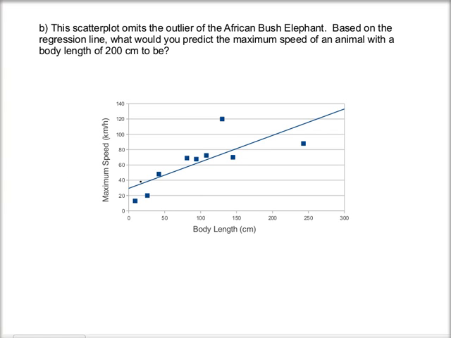So we've got this line on my graph. If I go to body length of 200 centimeters and I go up, that's about here on my regression line, and that is at 100 kilometers per hour. So I would predict the maximum speed of an animal with a body length of 200 centimeters to be 100 kilometers per hour.